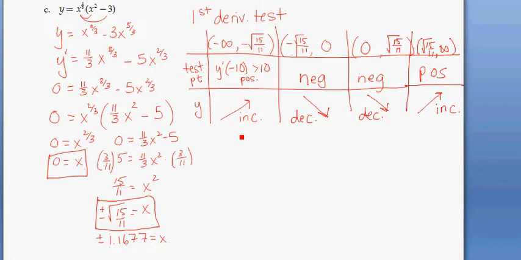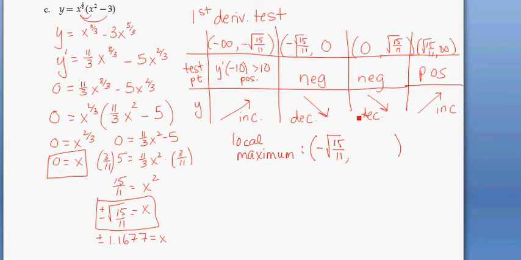Okay, now using the first derivative test, we see we have a function that's going from increasing to decreasing. So that's telling me that we have a local maximum at negative square root of 15/11. And again, you could use the decimal if you prefer, comma something. We have to go back to that.